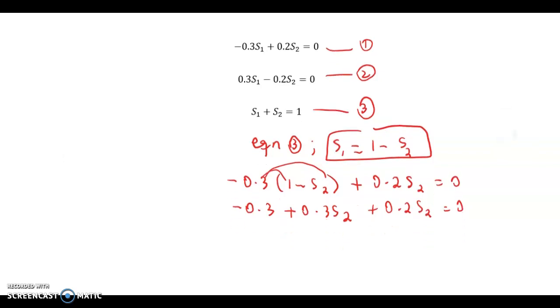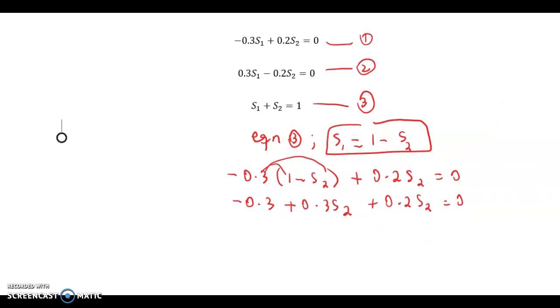All right. And at this point, we're going to keep all the variables on one side and the constants on the other side. So I'm going to keep the variables on my left side, and I'm going to keep the constant on the other side. So if I add 0.3 on both sides of the equation, this is what I will end up having.